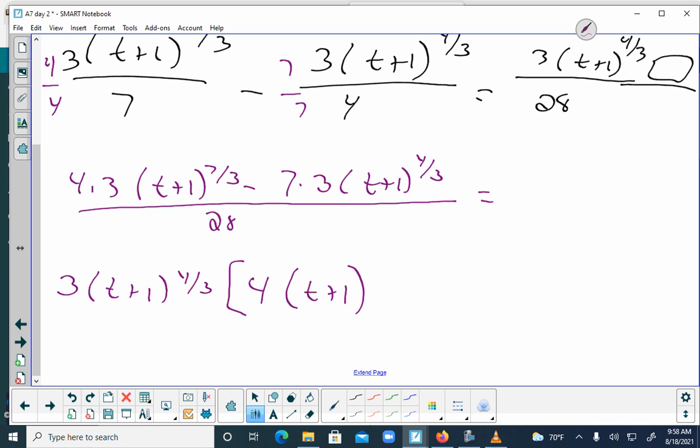So, just go 1. With the 1, so I don't have to write it. And then the second one would be? Bailey? Just minus 7. And then this is also over the 28.